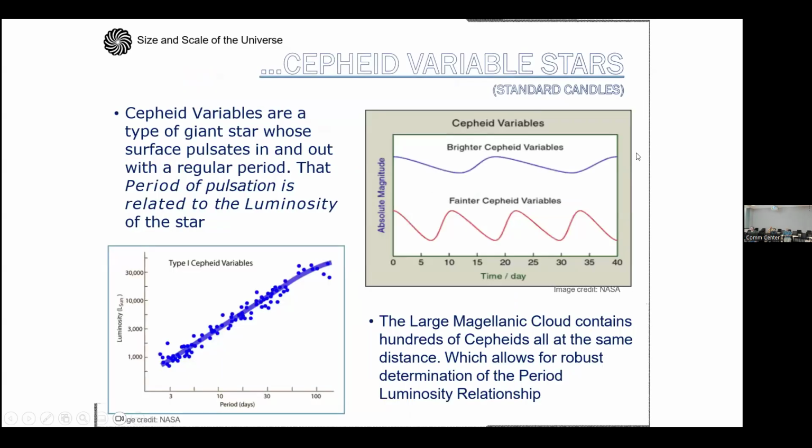And there's just some detail about Cepheid variables. I guess the Large Magellanic Cloud contains hundreds of them, all at the same distance. And that was used to really work out the relationships, the details and how to work with them.